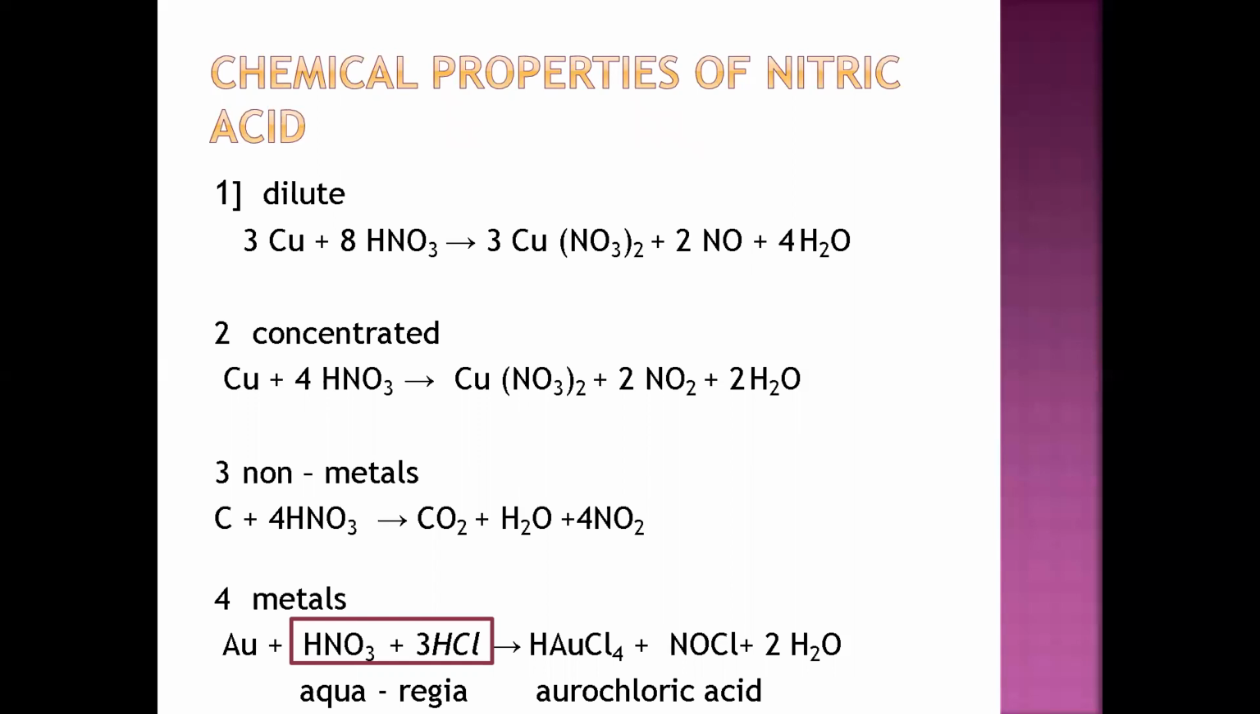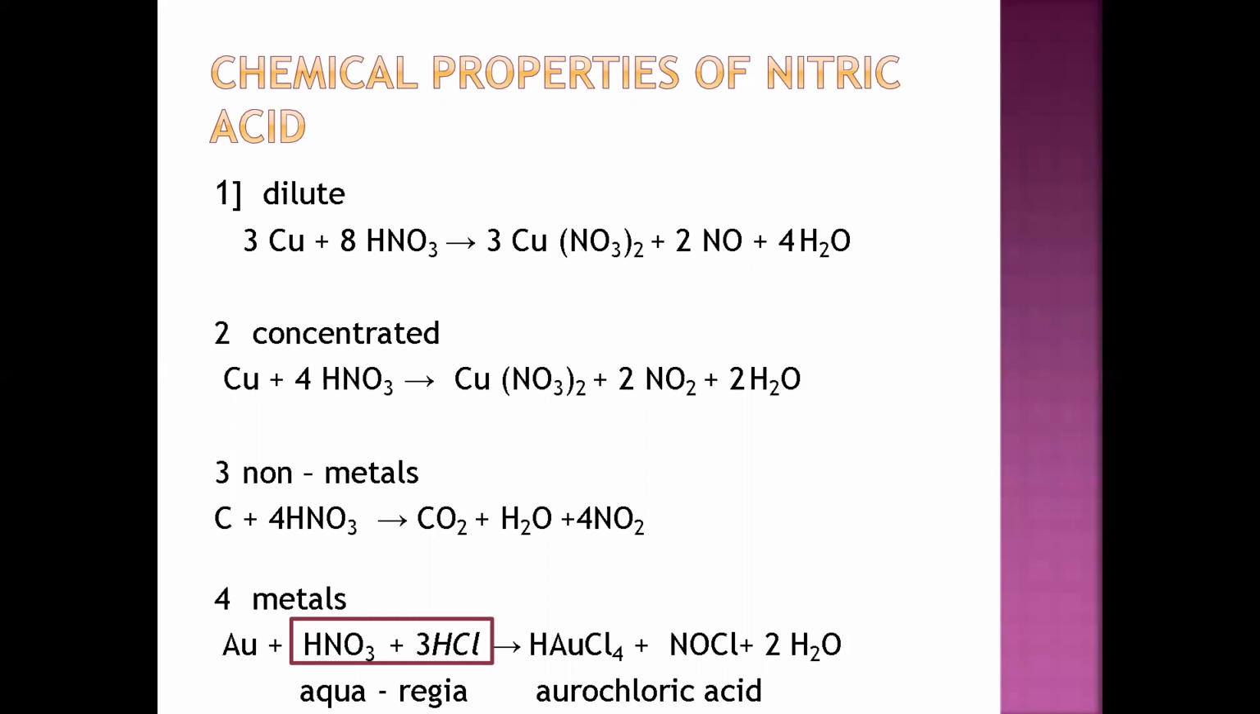Copper plus HNO3 gives Cu(NO3)2 plus NO plus H2O. And we'll talk about what concentrated means. When we go for the concentrated acid, Cu plus HNO3 gives Cu(NO3)2 plus NO2 plus H2O. So it's just the same. What happened? Okay, whenever we react in dilution.